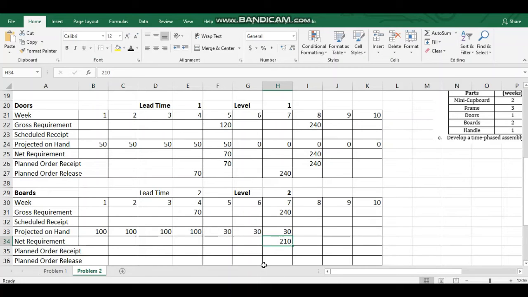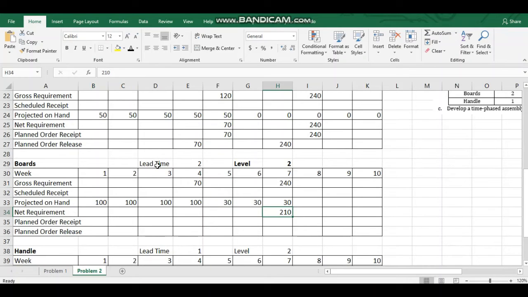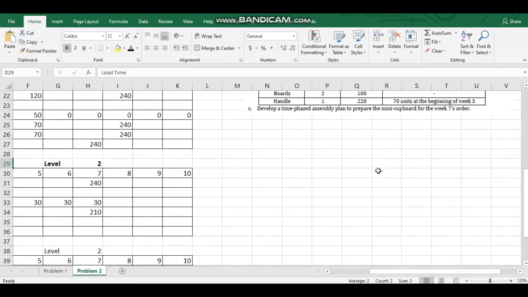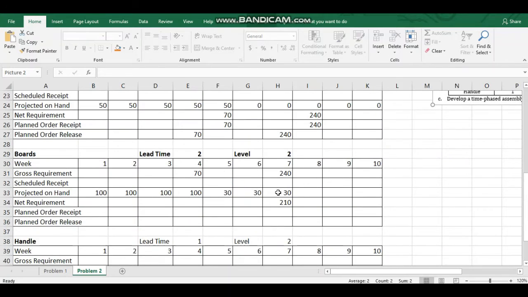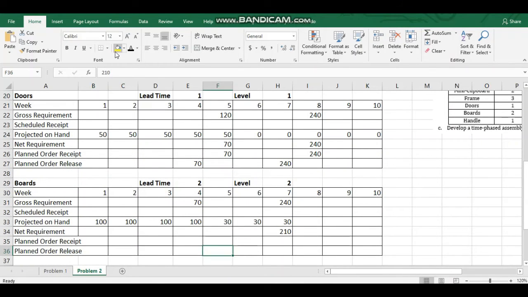Okay, since we have a net requirement, it means that we have to order it. Don't forget that the lead time is 2 weeks. Okay, for boards here, lead time is 2 weeks, so we have to order it 2 weeks before in week 5, and it will be received here. And to fulfill these requirements, we use the planned order receipt plus the projected on hand. So for the next week, we have no inventory at all until the end.